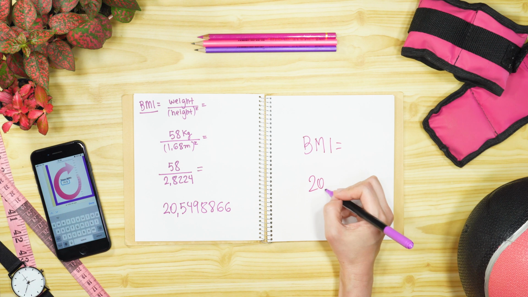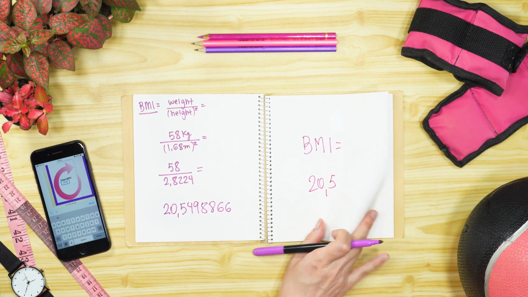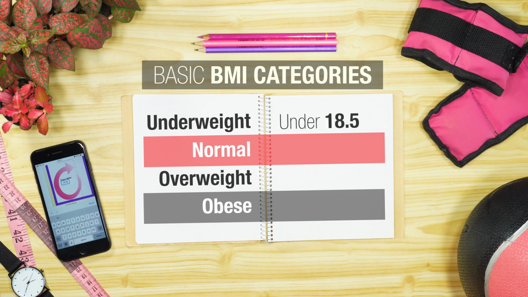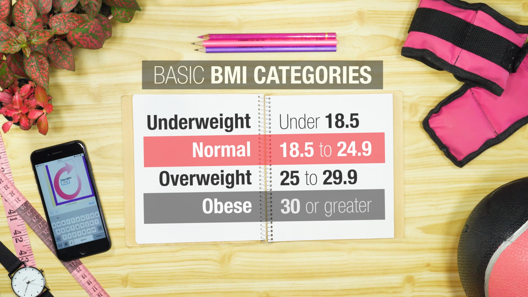Traditionally, after calculating their BMI, most people are usually interested in checking this table to see where they classify. Underweight, if their BMI is under 18.5, normal, if their BMI is between 18.5 and 24.9, overweight if their BMI is between 25 and 29.9, or obese if their BMI is 30 or greater. But what does each category represent?